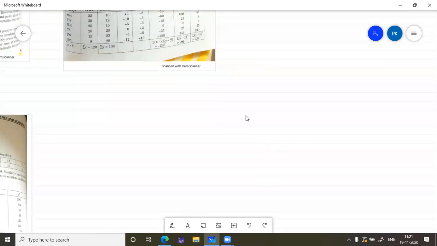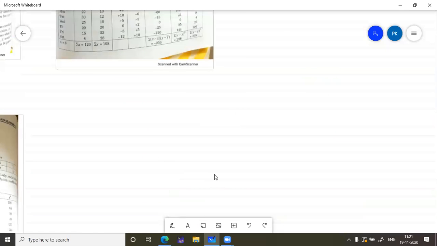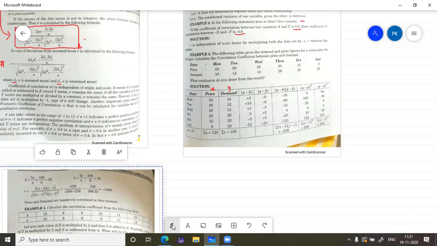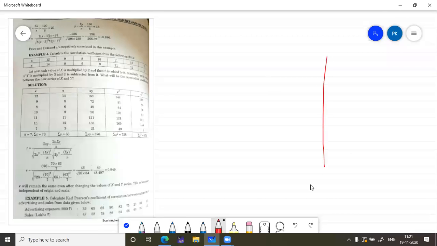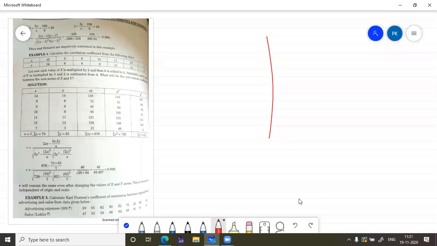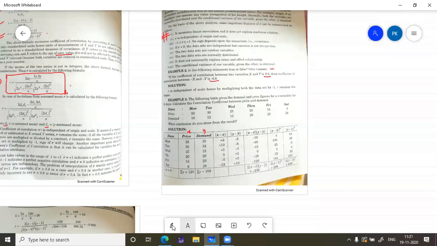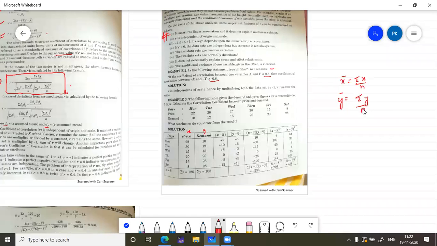Mean means x bar is equal to summation of x by n, y bar is equal to summation of y by n. So we have evaluated summation of x. It's 120 by 6, which is 20, and summation of y is 108 by 6, that's 18.